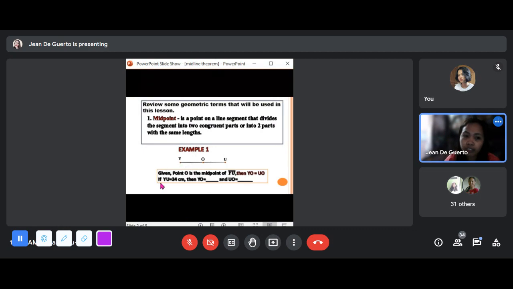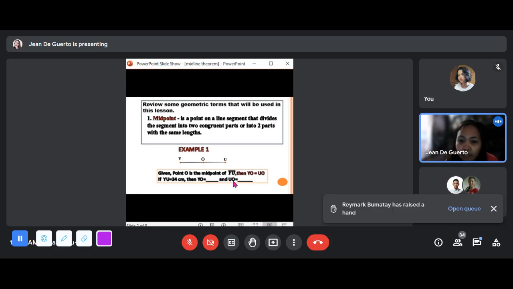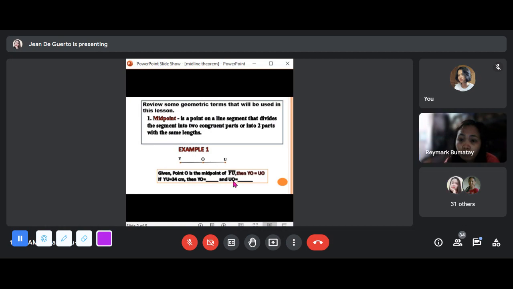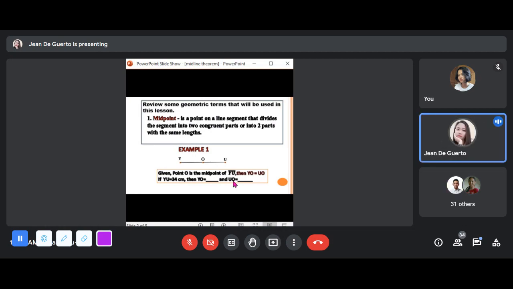So here, if YU is 34 centimeters, then what would be the measure of YO and UO? Anyone? 17 centimeters po. Okay, very good. So both will have a measure of 17 centimeters. You simply divide the measure of YU by 2. Tama?